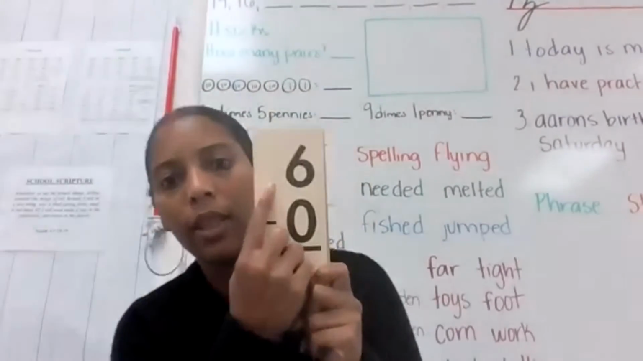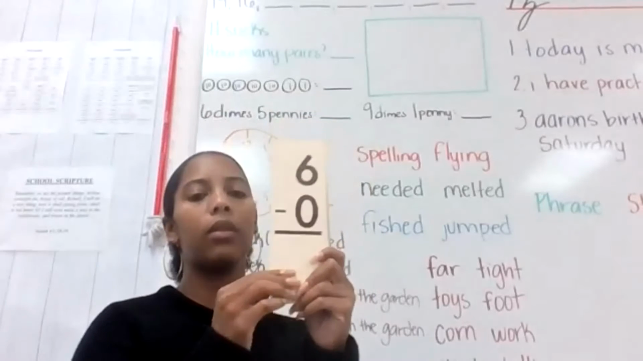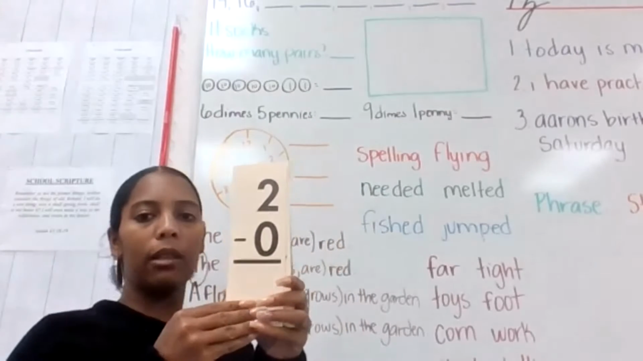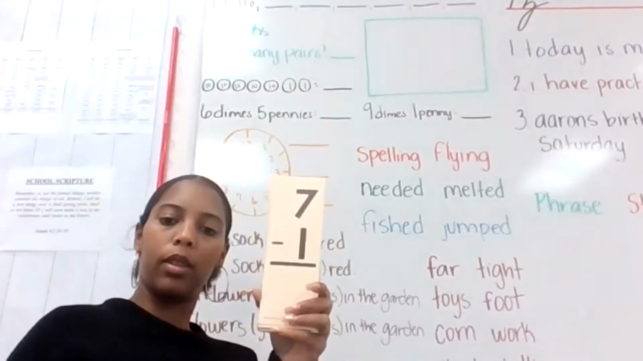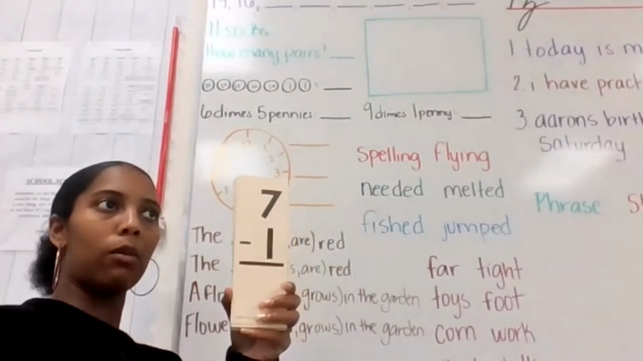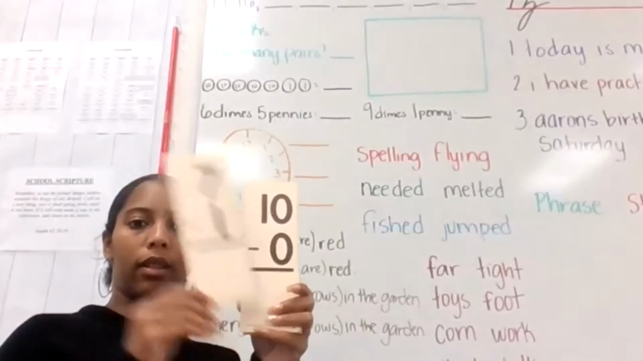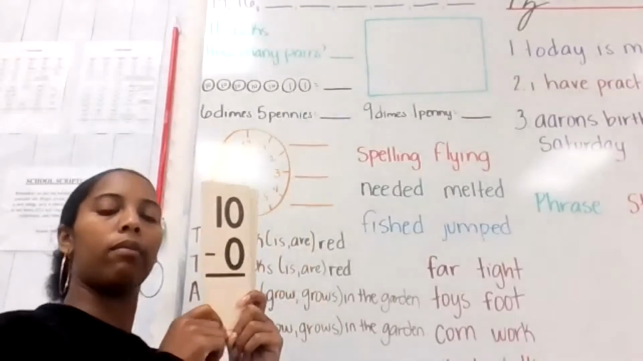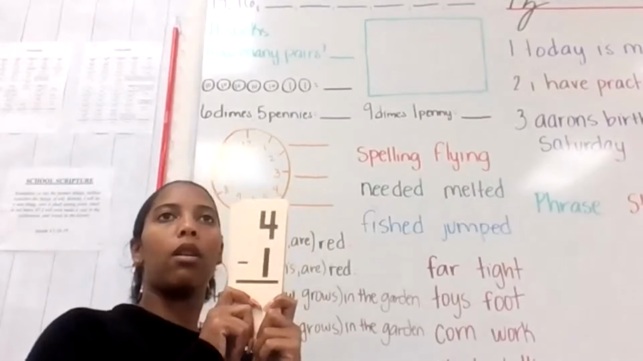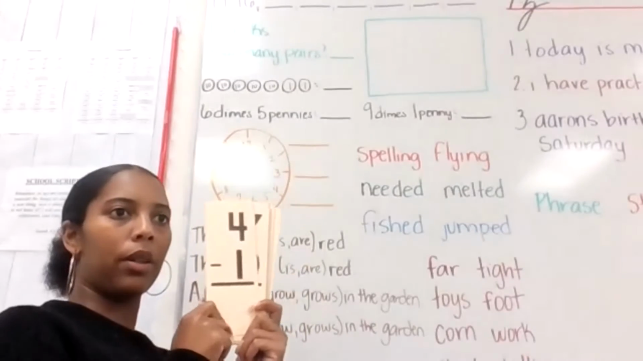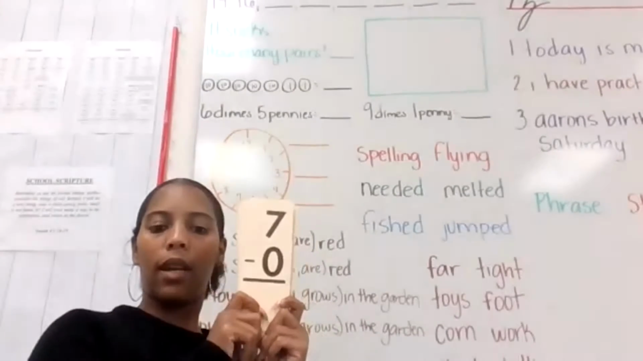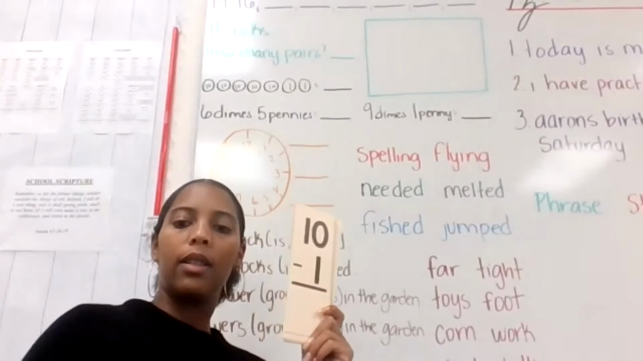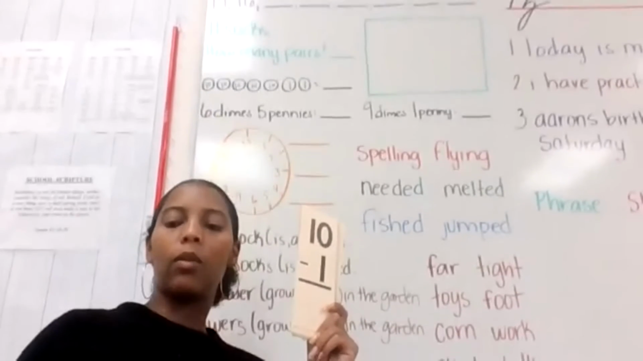So 6 minus 0 equals 6. 2 minus 0 equals 2. 7 minus 1 equals 6. 10 minus 0 equals 10. 4 minus 1 equals 3. 7 minus 0 equals 7. 10 minus 1 equals 9.